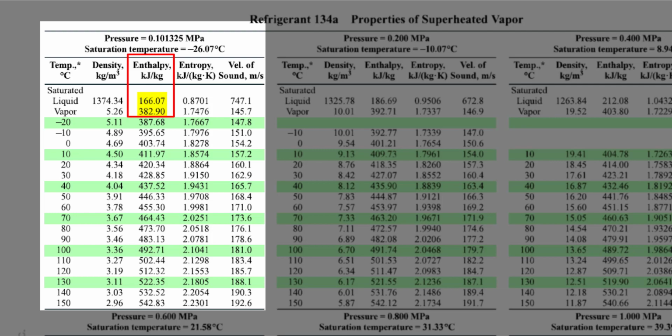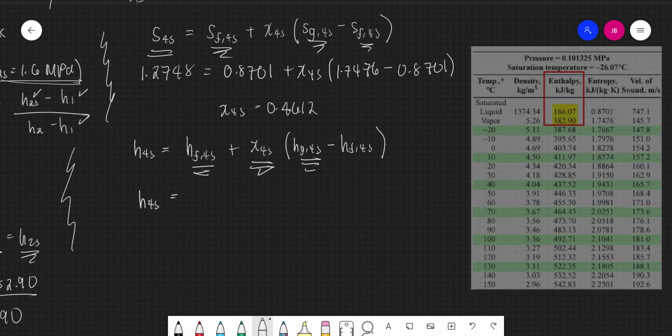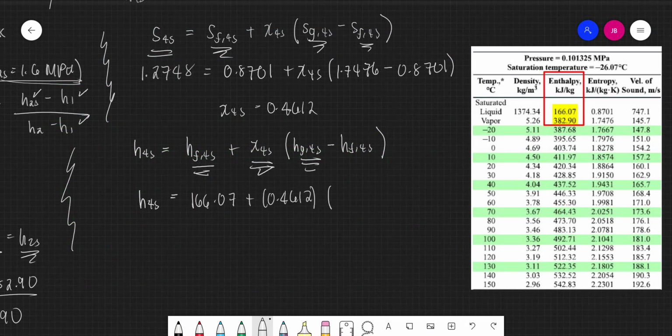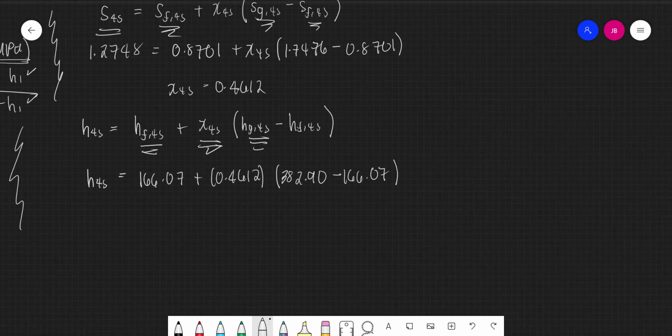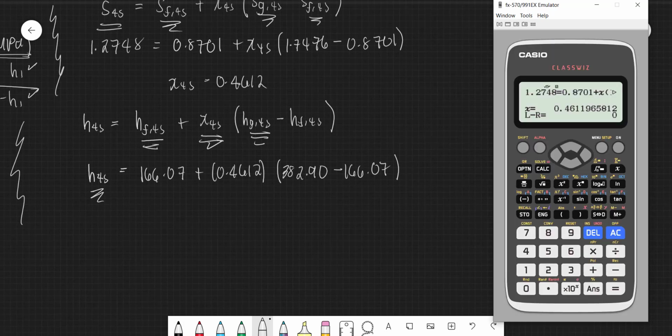So let us just input these values in our formula. So we already know all the values needed in order to solve for H4S. Nothing is stopping us from inputting it in our calculator in order to finally solve for H4S. There you go. Ang enthalpy at 4S ay equal sa 266.07 kilojoules per kilogram.